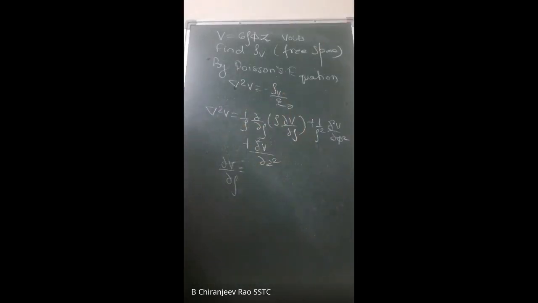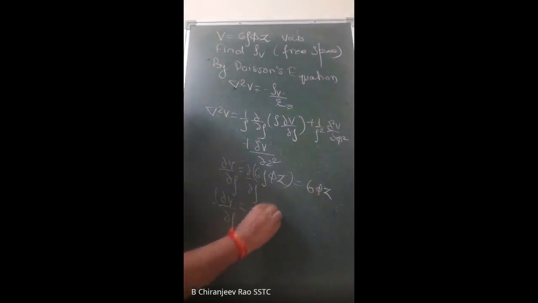Okay, so del V by del rho. V is equal to 6 rho phi z, so you have to differentiate it with respect to rho. This will become 6 phi z, since the differentiation of rho with respect to rho will be 1. Then you have to find rho del V by del rho. So this will be equal to 6 rho phi z. Again, you will get the same thing, 6 phi z.